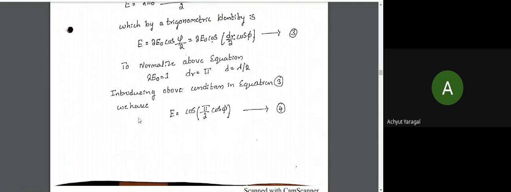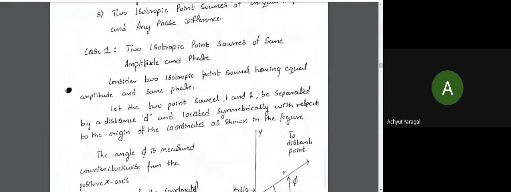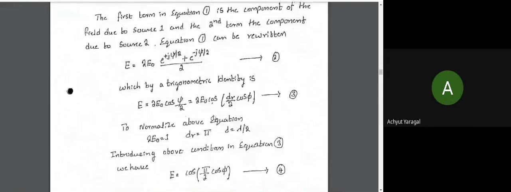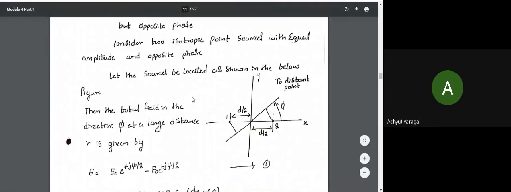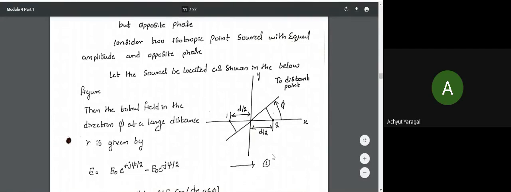If in this particular case we consider two isotropic point sources of same amplitude and opposite in phase, the diagram will remain the same as it is now. That is, point source 1 and point source 2, which are symmetrically located from the origin, at equal distance from the origin, and the distance between the two sources is kept as small d. The distance from the origin to source 1 and the origin to source 2 is d by 2.